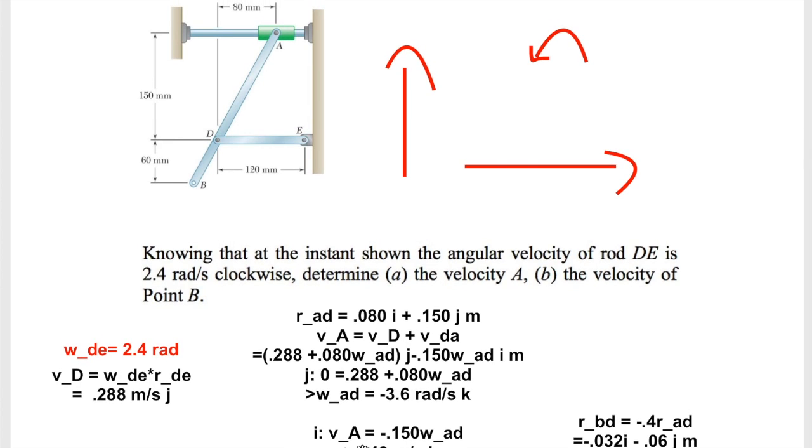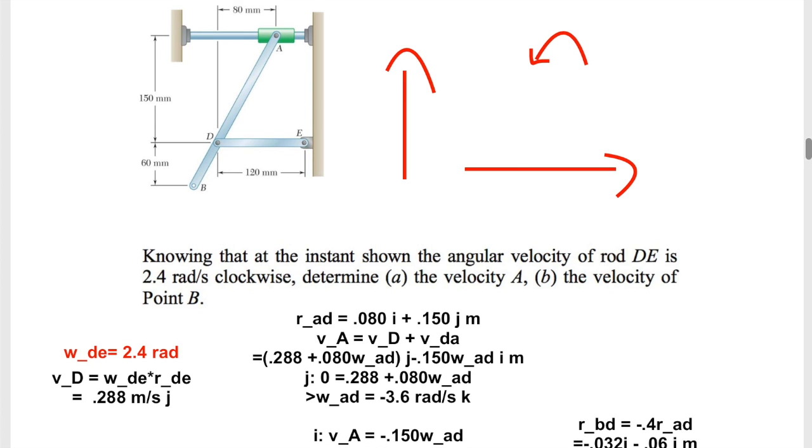And then we're going to bring that back and solve for VA right here. And for the components in the i direction, we find that VA, the velocity at A, has to equal 0.540 meters per second in the positive i direction. So that's our velocity there.